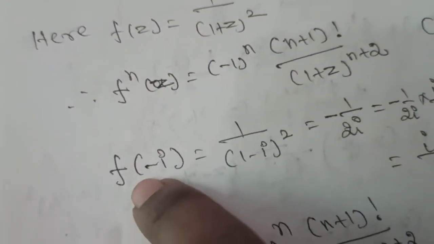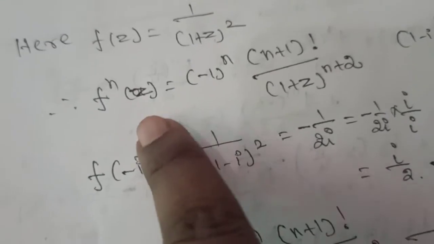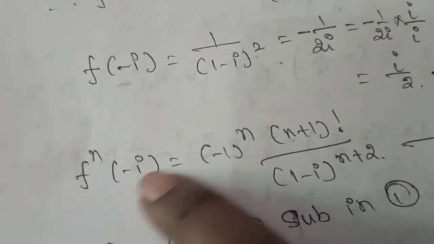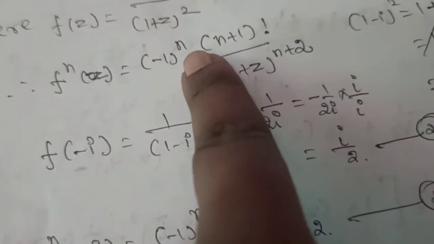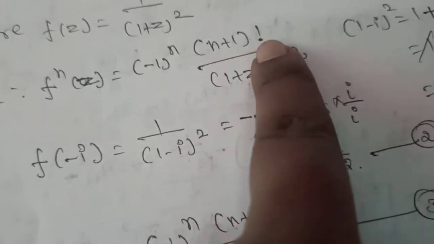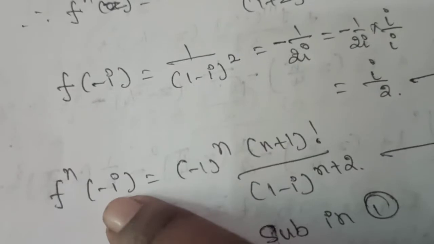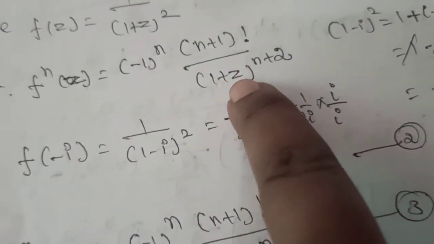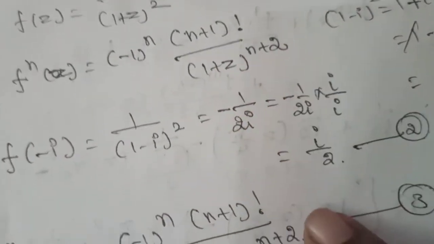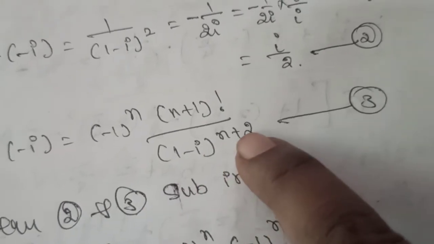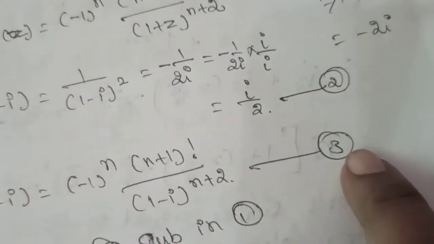So in this value, next find the f^(n)(z) value at z equals minus i. That is equal to (minus 1) to the power n into (n plus 1) factorial divided by (1 plus z) to the power n plus 2. Substituting z as minus i, that is (1 minus i) to the power n plus 2. We take this as equation number 3.